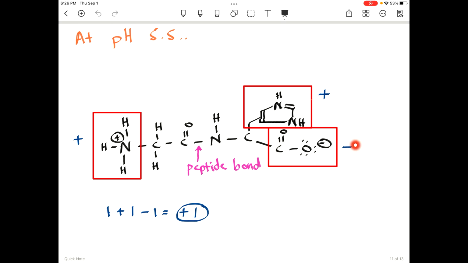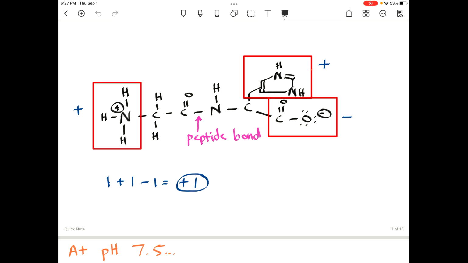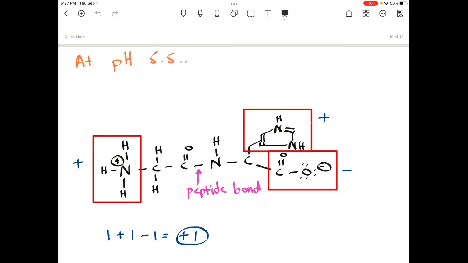And then the carboxylic acid has a pKa of 2. So the pH is higher than the pKa, we're going to have a deprotonation. So here, we have a positive charge, a positive charge, and a negative charge. 1 plus 1 minus 1 equals plus 1. So this would be a plus 1 dipeptide at a pH of 5.5.